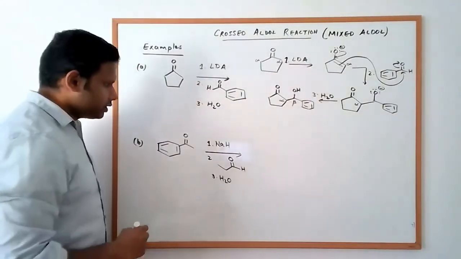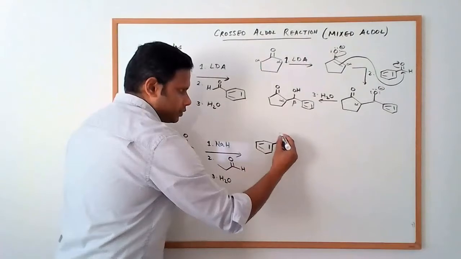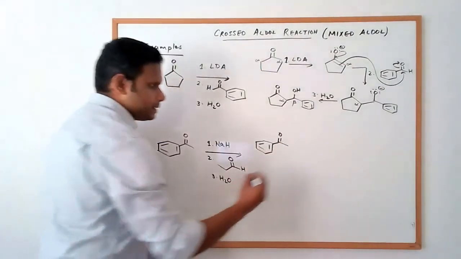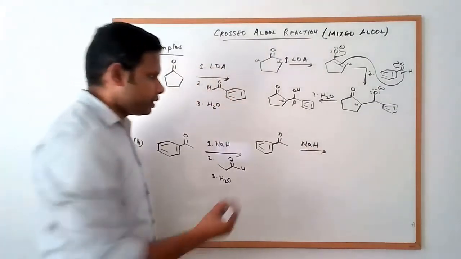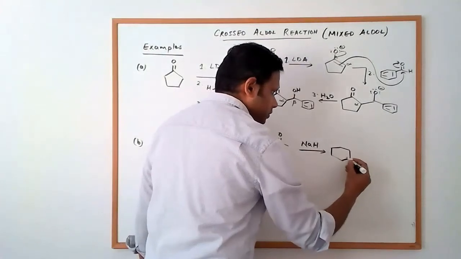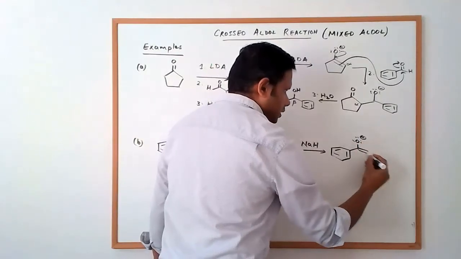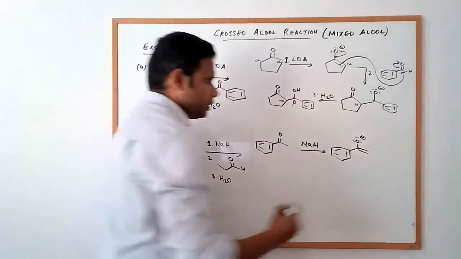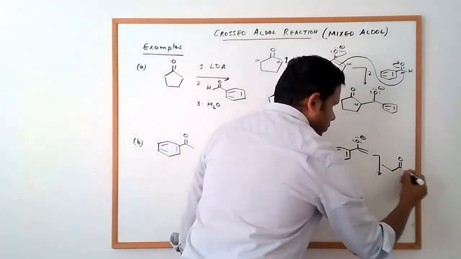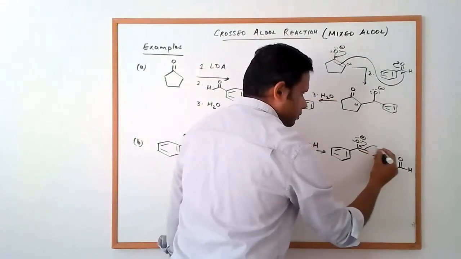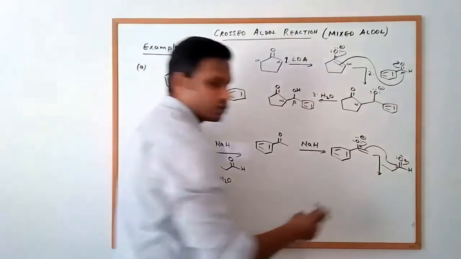We can see another example here. So we start with acetophenone, and we react it with sodium hydride. Sodium hydride is also a strong enough base to completely deprotonate the alpha hydrogen. So that's going to give us the enolate. And now the enolate can react with the aldehyde here. So the double bond comes down, attacks the carbonyl carbon, and the double bond is going to open up here.